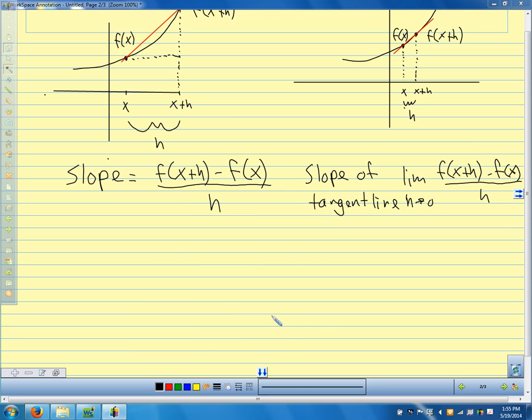All right. So we want this distance to get smaller and smaller, so our run gets smaller and smaller. So that's what this quantity is telling us. The slope of the tangent line is the rise over the run, as the run gets smaller and smaller. So this is going to be the slope of the tangent line as long as this limit exists.